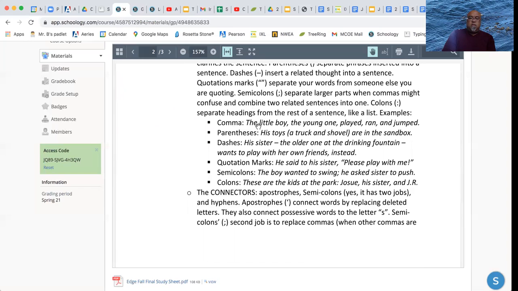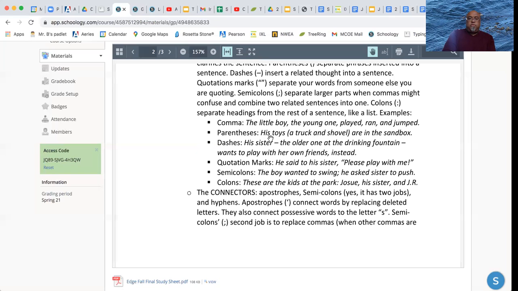A comma: the little boy, the young one, played, ran, and jumped. There is some question about whether there should be the last comma here before and in the list. Some people believe that it should not, and some people believe that it should. So either way is acceptable.